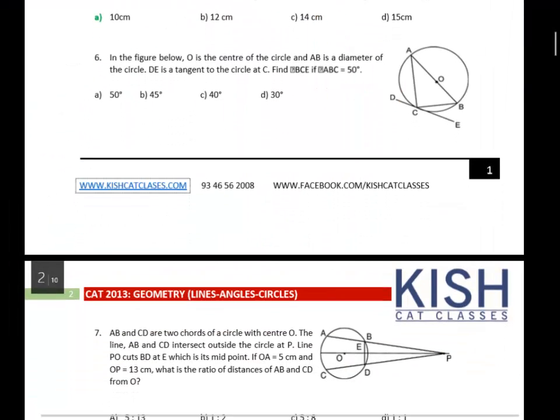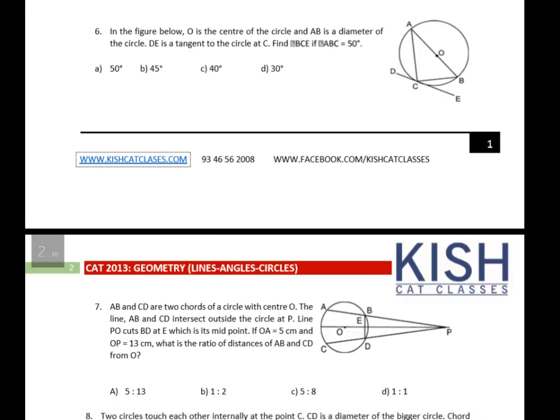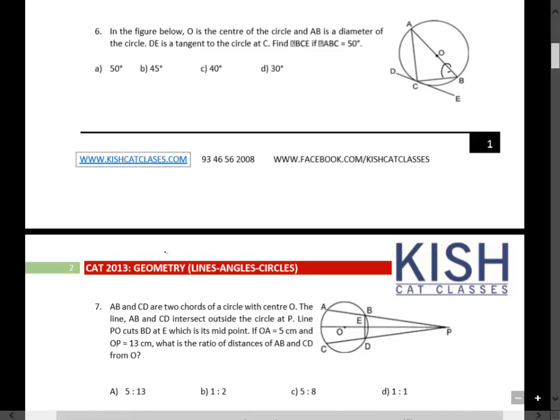Now let's focus on question number 6. In the figure given below, O is the center of the circle and AB is the diameter of the circle. DE is the tangent to the circle at C. Find angle BCE if angle ABC is given as 50 degrees. So this angle is clearly given, which is 50 degrees.